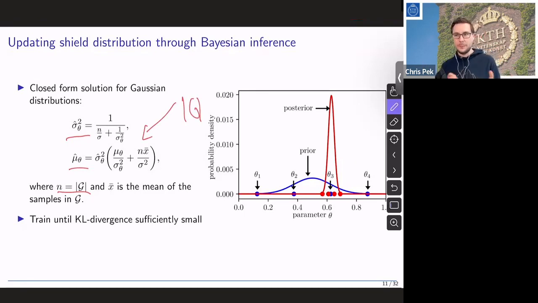The more samples you take from the human distribution, the more you can change the posterior, or the more information you have for the posterior. The fewer samples you take from your human distribution, the less information you have for computing the posterior. And then going back to the question we had, when do we stop? So we have now two distributions.